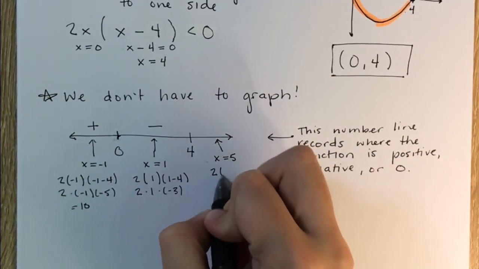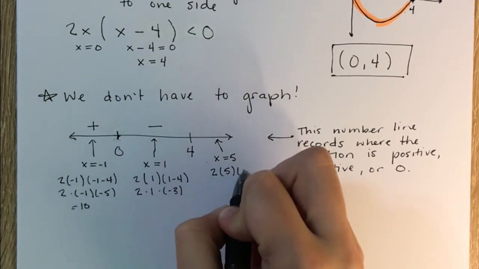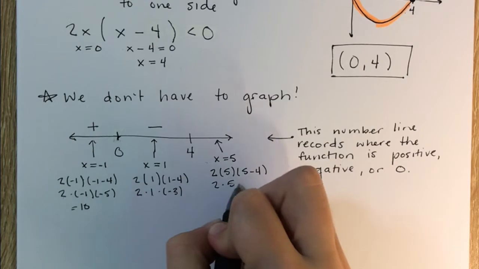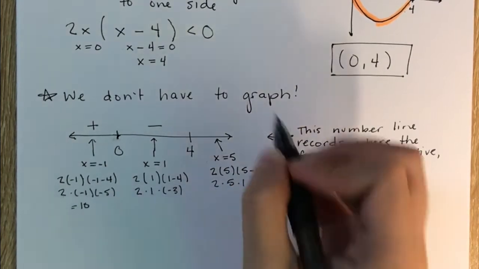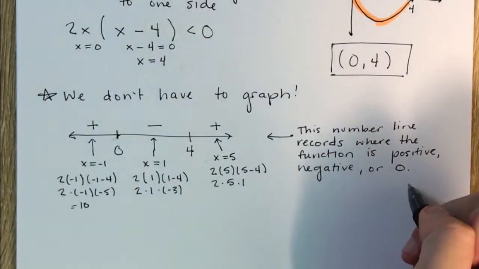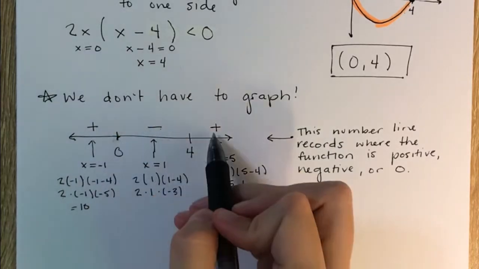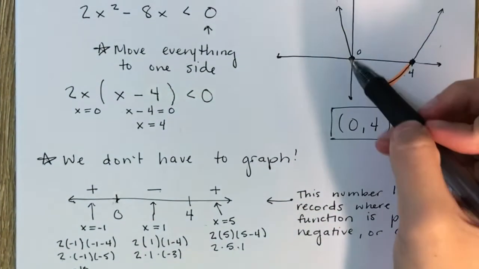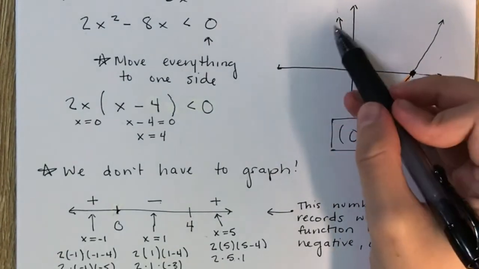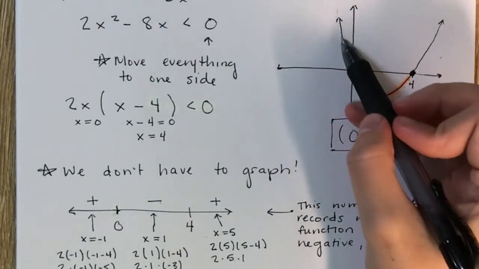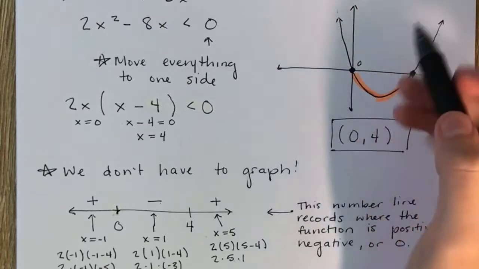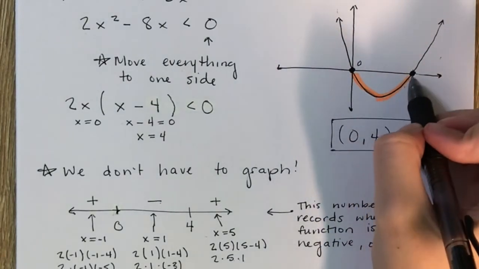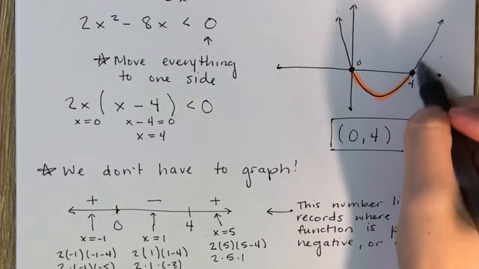That gives me 2 times 5 minus 4. So I have 2 times 5 times 1. All of those are positive, so this is going to be positive. So I have positive, negative, positive. Can I see how that translates to my graph? Well, this whole portion of the graph is positive. All of these y values are positive. Then all of these y values are negative. And then all of these y values are positive.